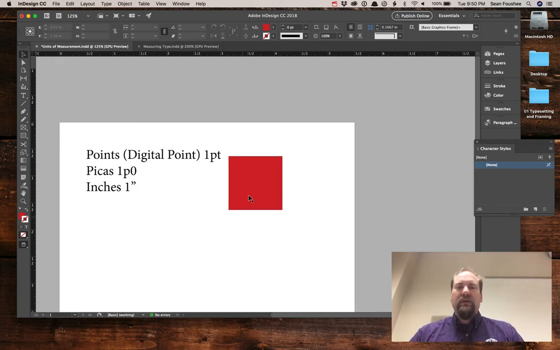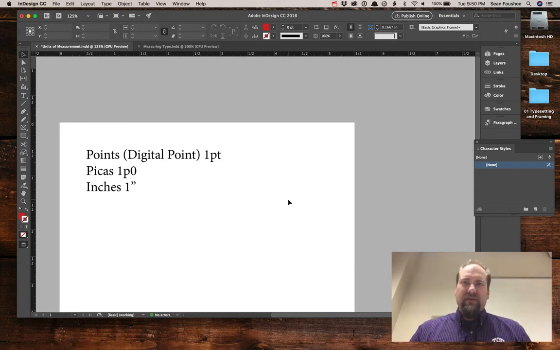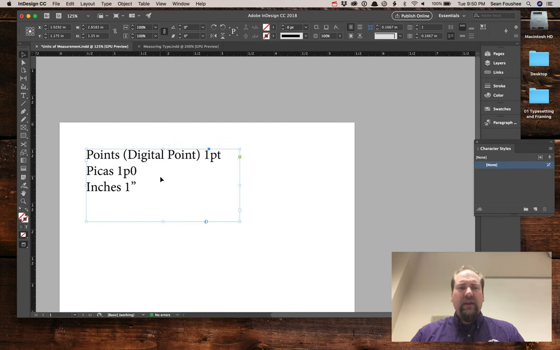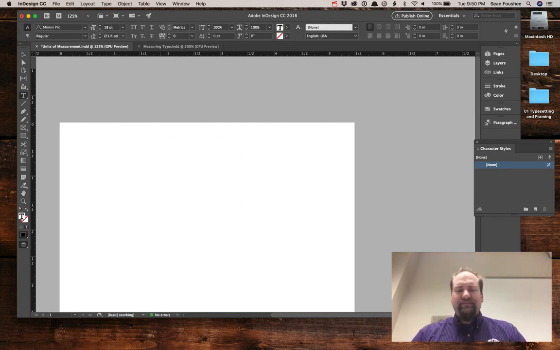The next thing we want to talk about is the conversion. So it's great that InDesign does this conversion for us, but without really understanding the conversion, relying on the computer to do it itself is never really a good thing. So what are the conversions? Well, first off, let me talk about points for a moment. And earlier on, I wrote digital points next to that. Now, what do I mean by digital point?